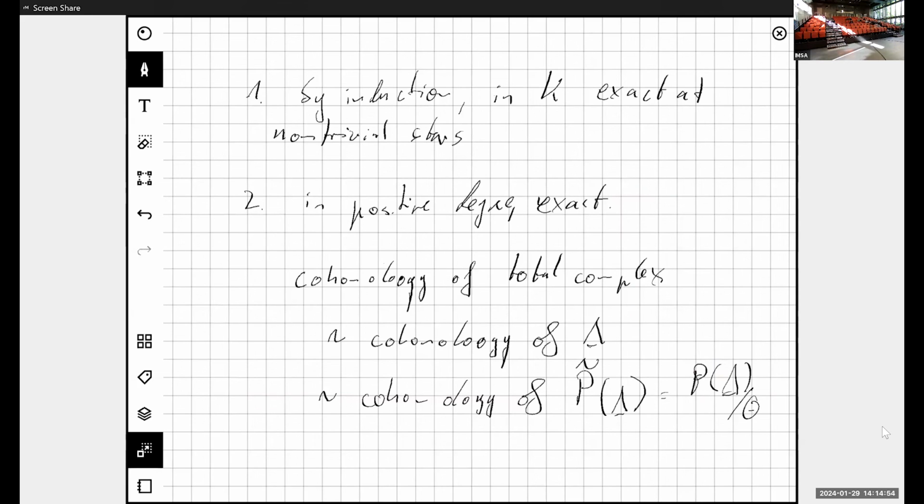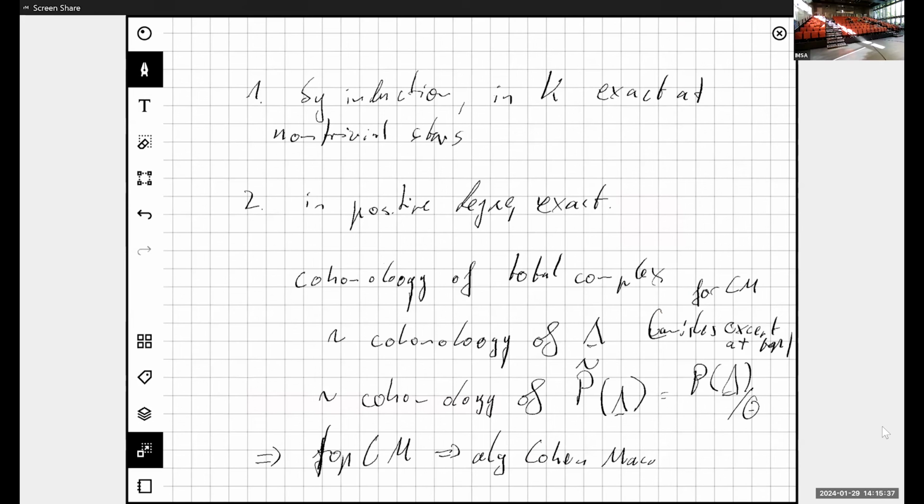Okay. And what does this mean? Well, the cohomology of the total complex means that in particular, because my cohomology vanishes except at the top, because I'm Cohen-Macaulay, this in particular means that topological Cohen-Macaulay implies the algebraic Cohen-Macaulay. Okay, and this is one direction of this Reisner theorem.